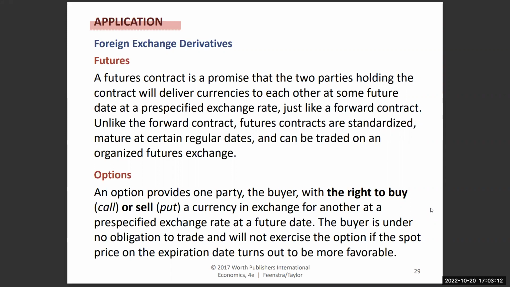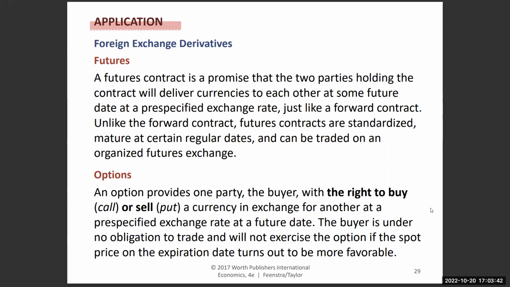Okay, and then we have options, and we have two options. They provide one party, which is the buyer, with the right to buy or the right to sell. So if I am a buyer of the option, I have a right to execute it, but the deliverer needs to execute it. Okay, there is the requirement of it.